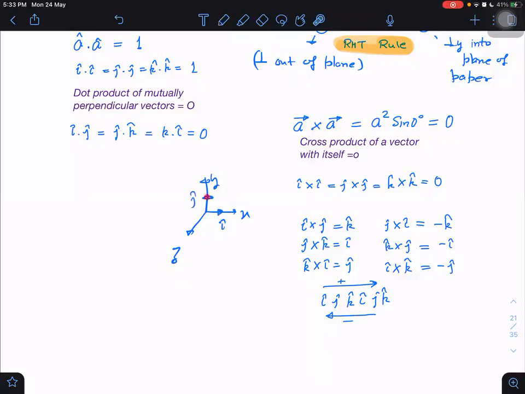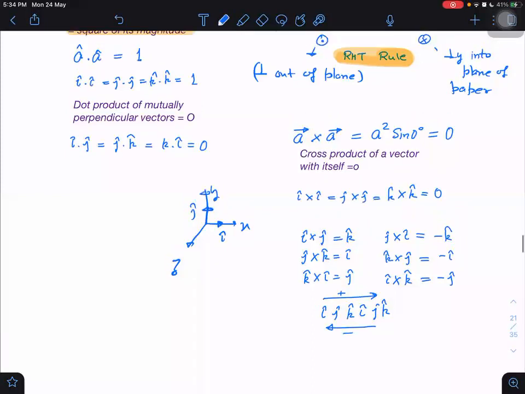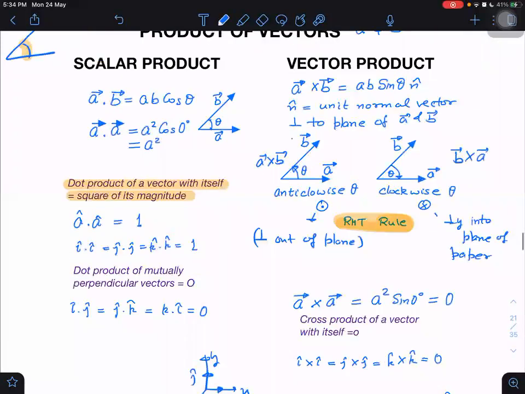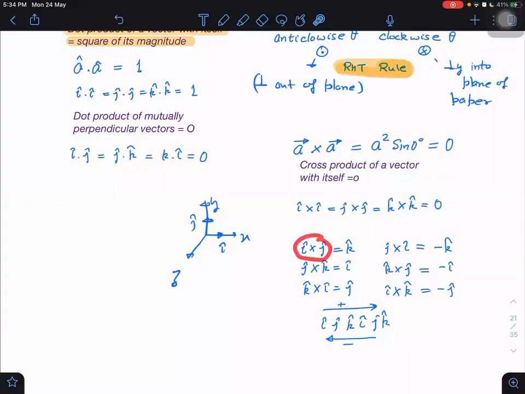Then I already know that I cap cross J cap should give me a vector which is perpendicular to I and J. What vector can that be? That can be only K. But there is one problem. Should it be plus K or should it be minus K? And another problem, what should be the magnitude? Because there are two terms. What is the first term representing in the vector product? Magnitude. And what is the second term representing? Direction.